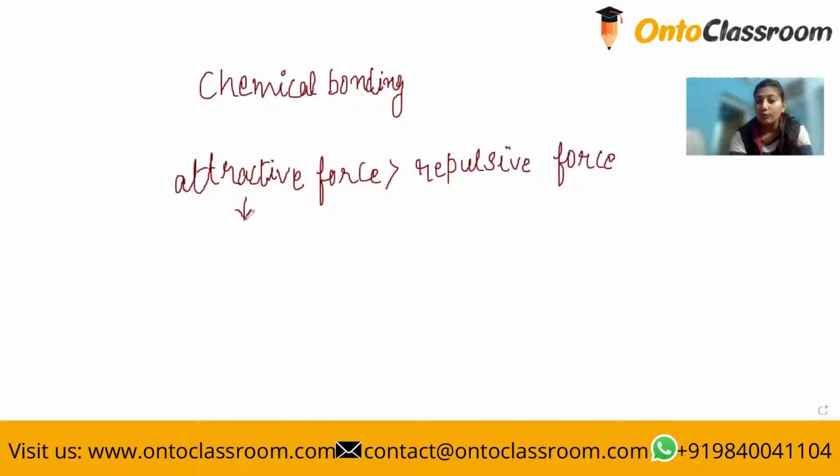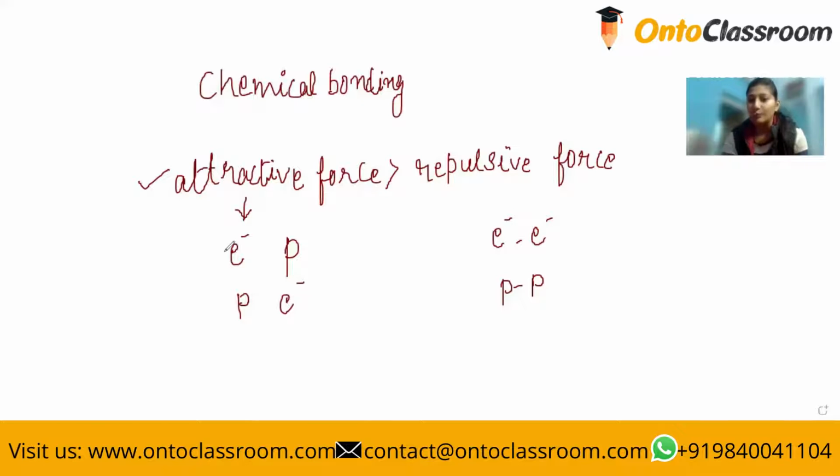Attractive force is formed between unlike charges, like an electron and a proton. It can be formed between two different kinds of charges, but the repulsive force is present between electrons and electrons, and protons and protons. So when the attractive force is more than the repulsive force between different kinds of atoms, they can become stable by forming different kinds of molecules and compounds.